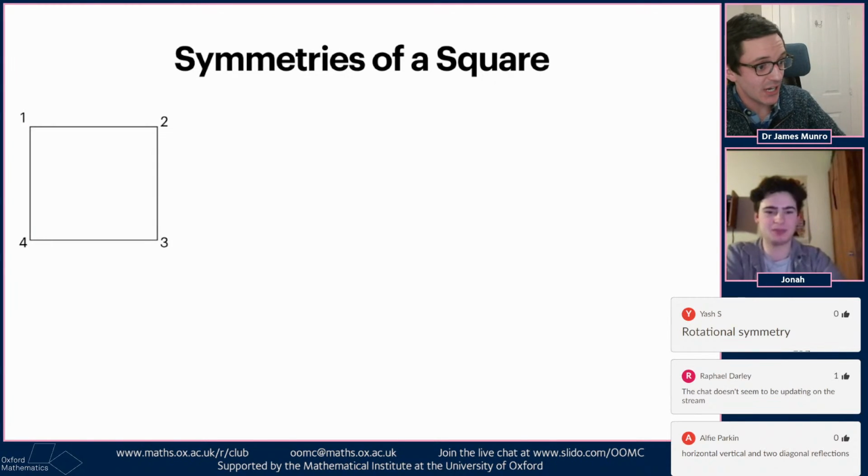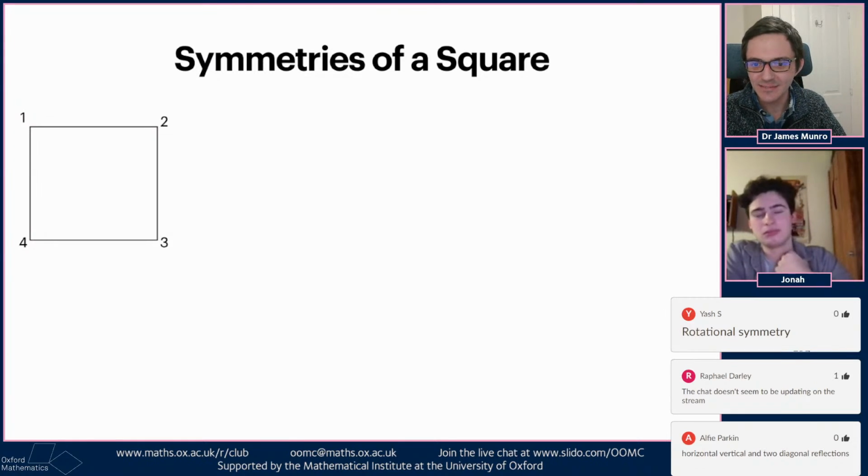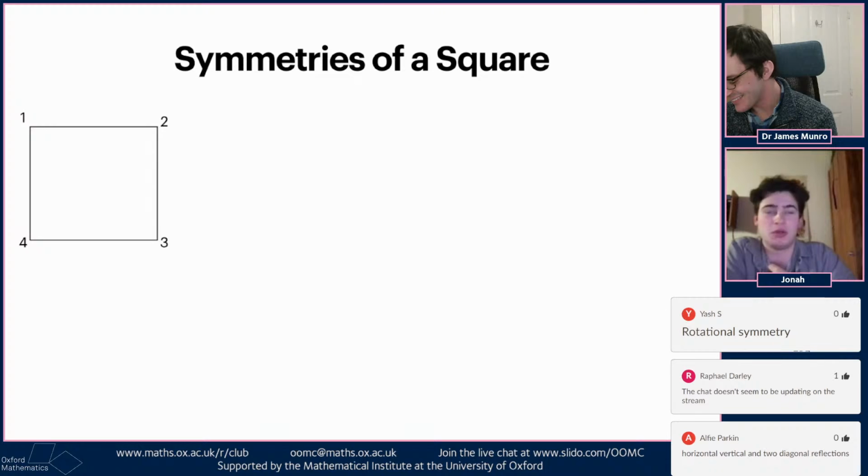Chat, yes, lots of people in chat are saying reflections and rotations. I think we can be more specific than that, because there are lots of possible rotations, right? And not all of them are symmetries of a square. So yeah, that's exactly right. I like the chat's ideas. Like, if we rotated the square by, for example, 10 degrees, would that land this square back on itself? That might be something to think about.